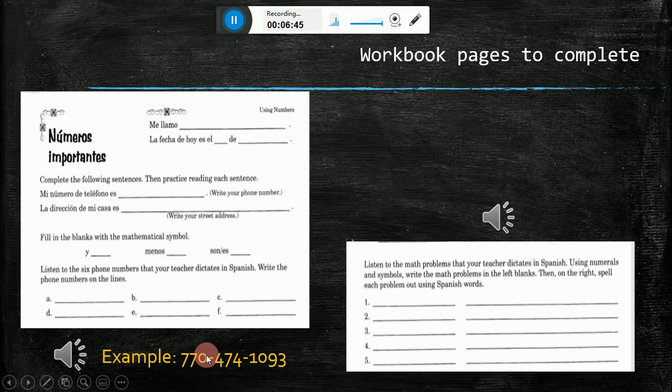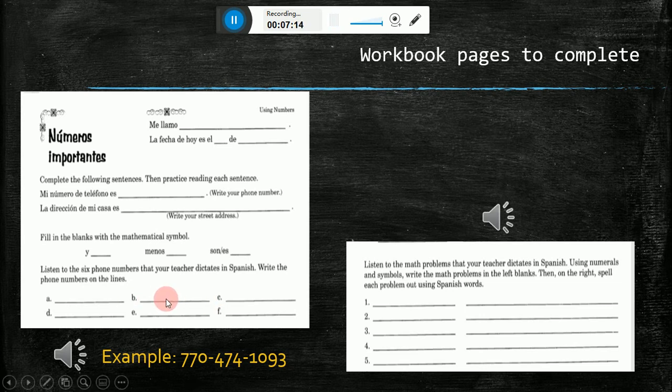770, 474, 1093. So for letter A, your number is 678, 229, 1517.